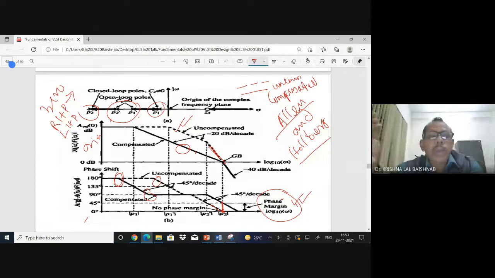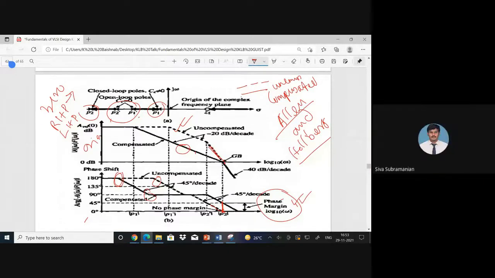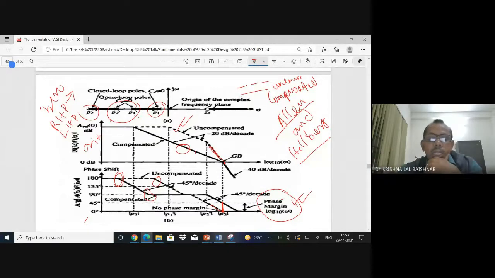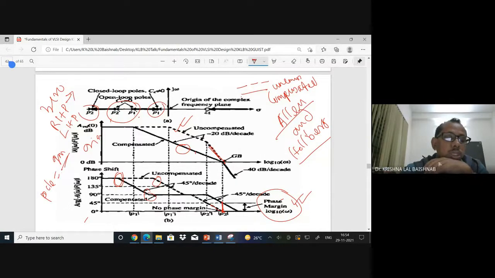You can play with the poles and zeros, and then you have to maintain your phase margin, as I said, 45 degrees. There's no statistical formula for how to split it. You have to play with your circuit design, because if you change your W by L, then the pole location will be different. What is a pole? It is 1 by 2 pi, Gm by C, if I take a MOS.